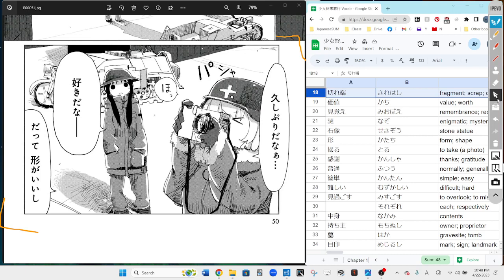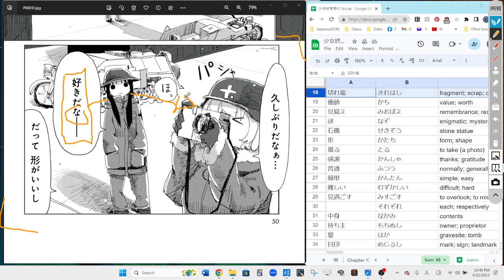Datte. Katachi ga ii shi. It's a good shape. So suki da na, I wouldn't really use this na here to refer to something I'm thinking about myself. It's not an internal sigh, but normally you making a commentary on something that has happened. It's like I'm sighing to myself about somebody else. That tends to be how na is used.